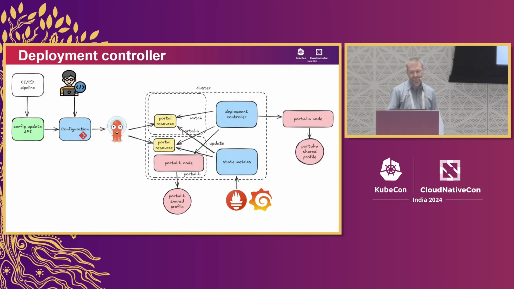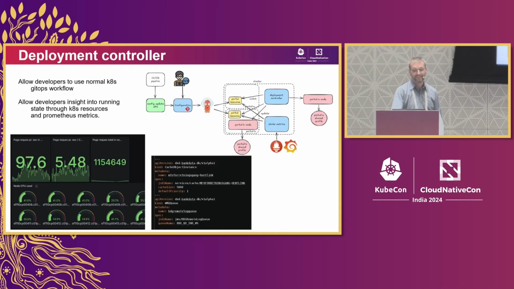So the deployment controller watches these resources and updates the portal, like we saw before. The state metrics component watches and exposes the metrics to Prometheus so developers can get an insight. Yes, a little more about it.